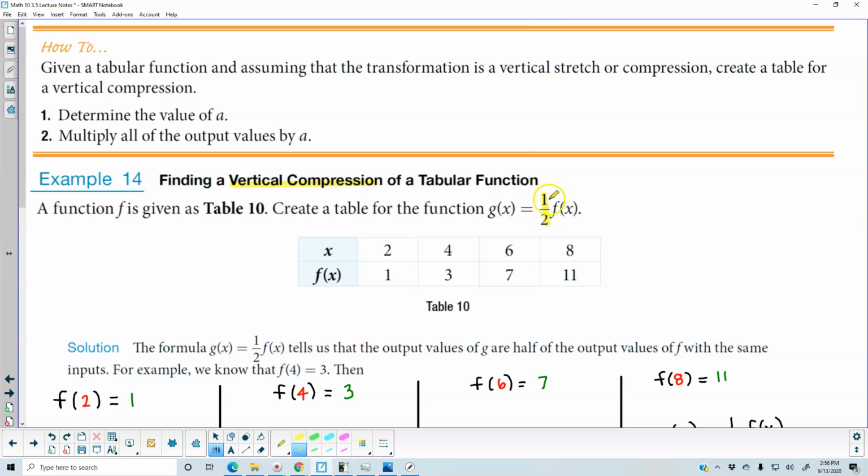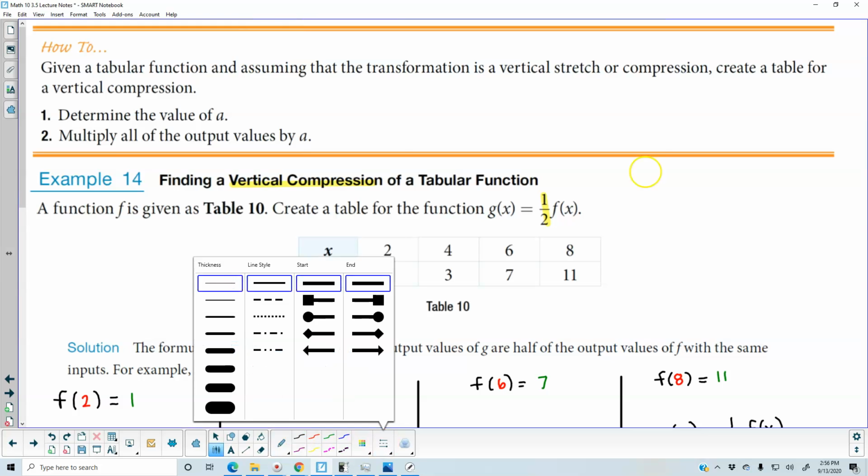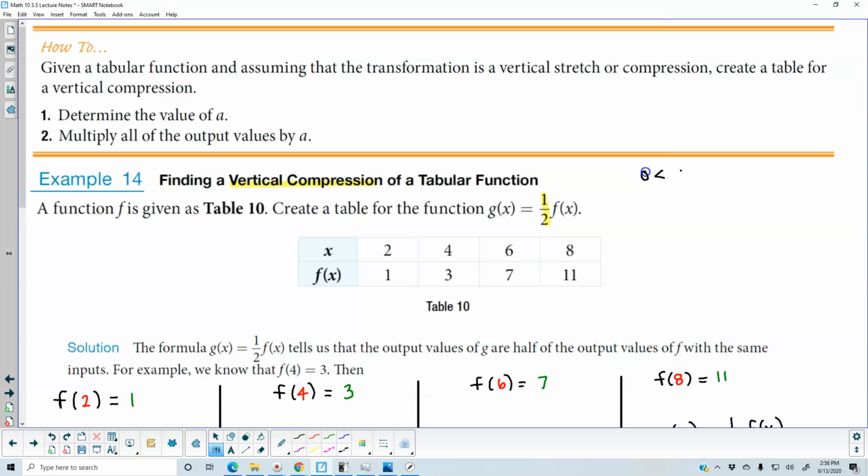the function by 1/2. And again, going back to that definition, that is saying that A is in between 0 and 1, and that means that 1/2 is in between there. So now we know that this is a vertical compression. Now, the formula tells us that the output values of g are half of the output values of f with the same inputs. For example, we know that f of 4 is equal to 3. So let's take a look at this.